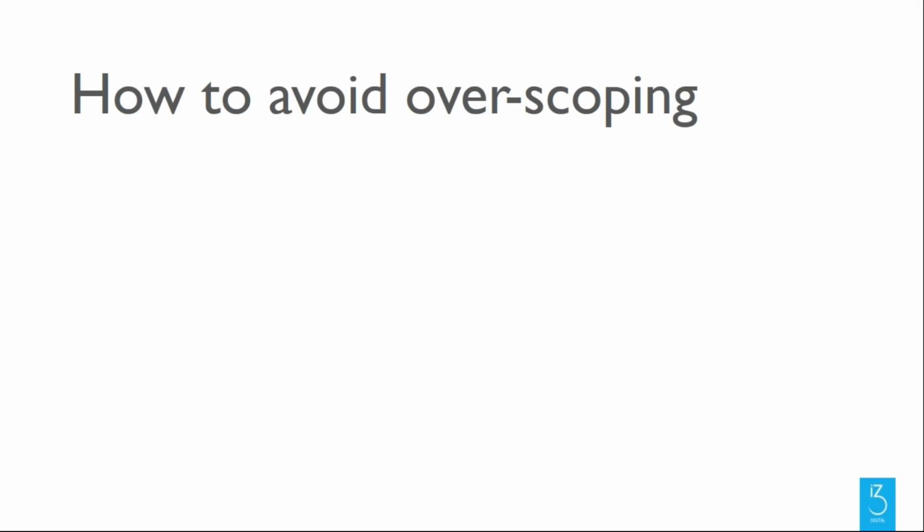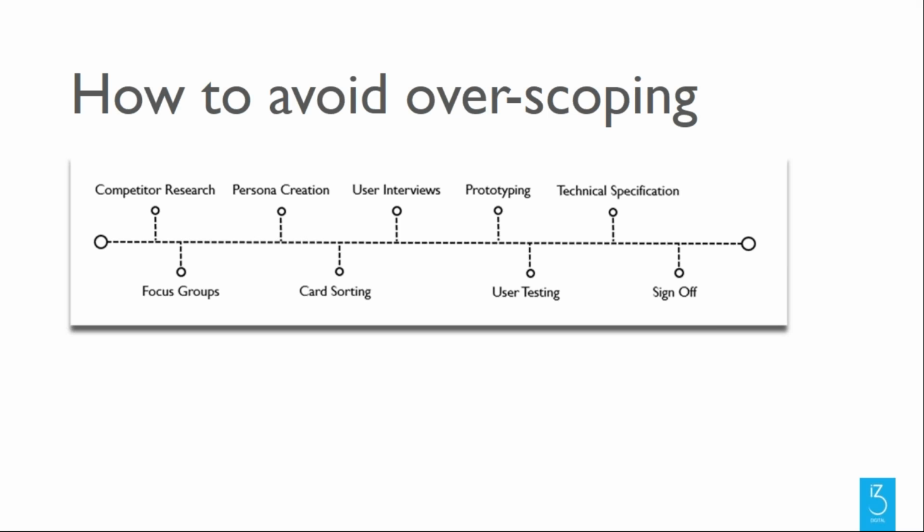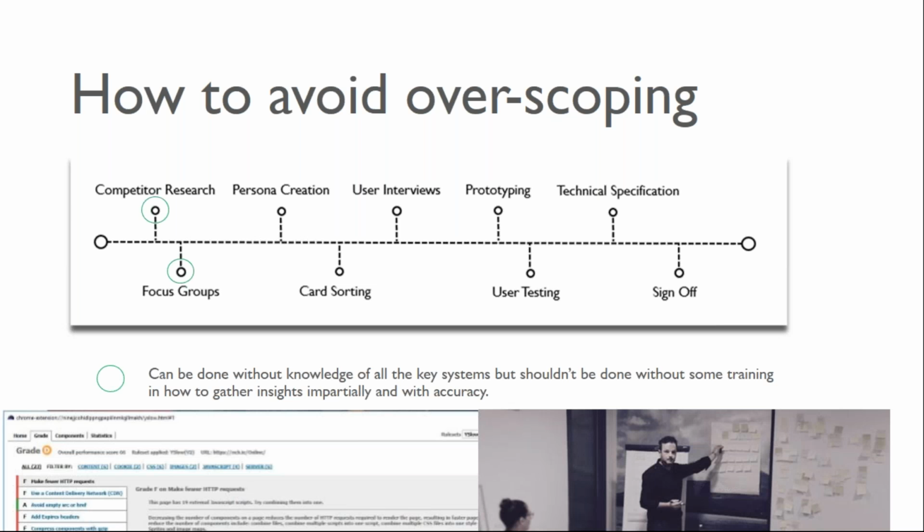So the next area, which I think is possibly the largest area really, is how to avoid overscoping. And to do this, what I've done is I've highlighted across our own project initiation process, which allows us to get to a position where we can start building a project, the areas that I think clients can get involved in and the areas that they should definitely stay away from.